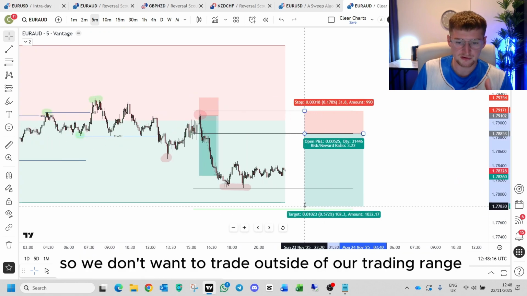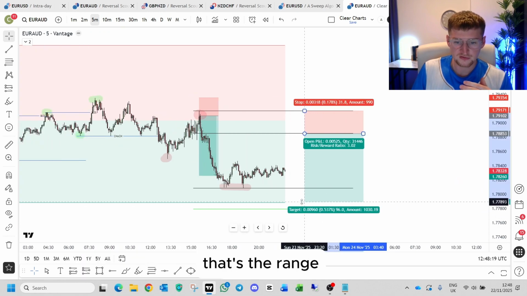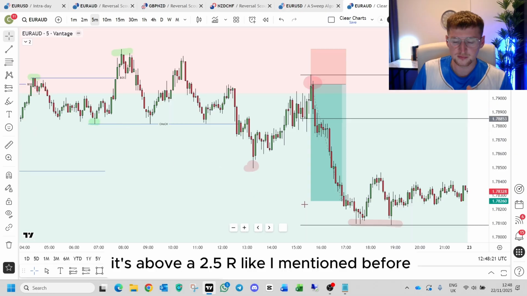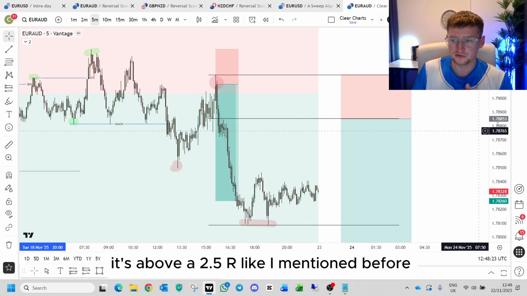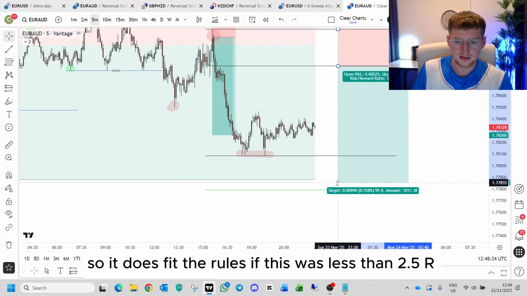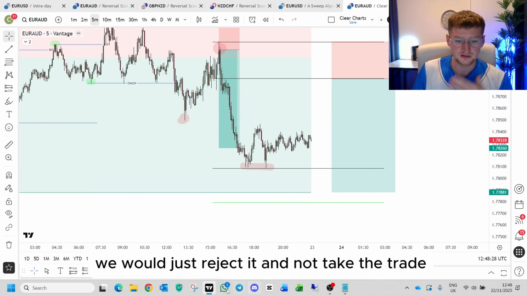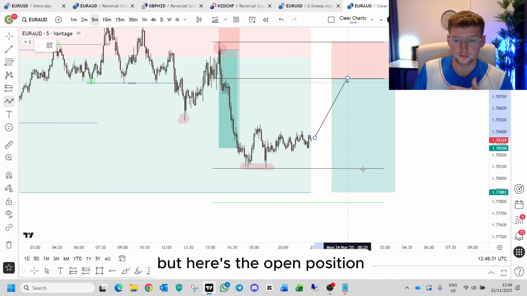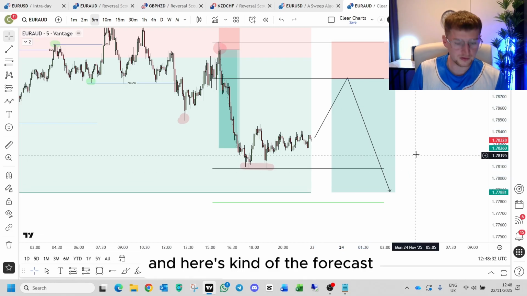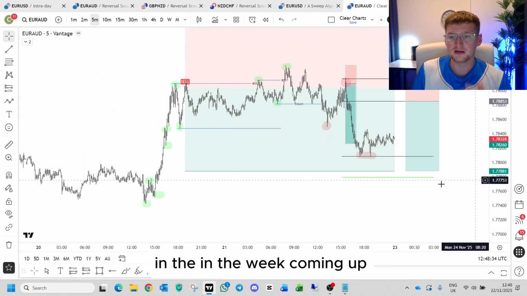Okay, so we don't want to trade outside of our trading range. That's the range. It's above a 2.5R, like I mentioned before, so it does fit the rules. If this was less than 2.5R, we would just reject it and not take the trade. But here's the open position, and here's kind of the forecast for what we're looking for in the week coming up.